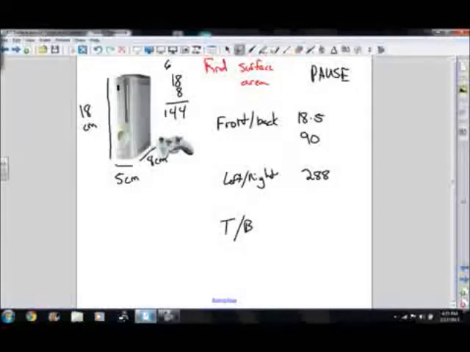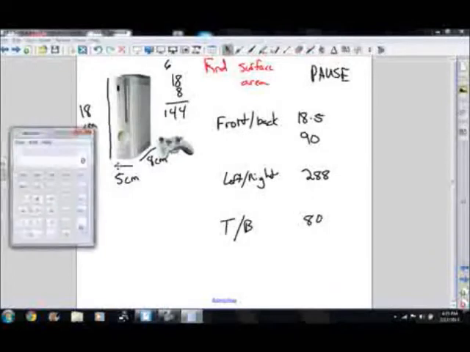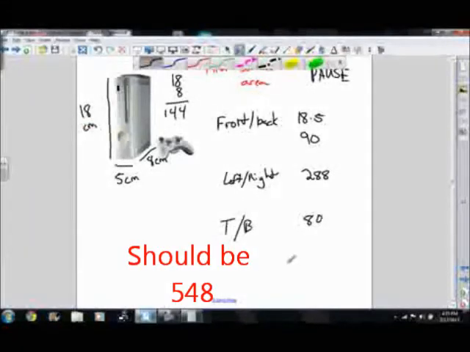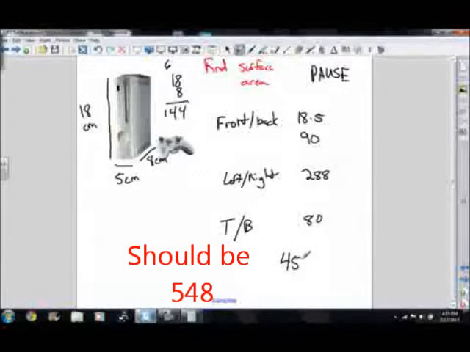that's 40, because that's 8 times 5, and that's 40, so that gives us a total of 80. So to add them all up, gives us a total of 458, and this will be centimeters squared.